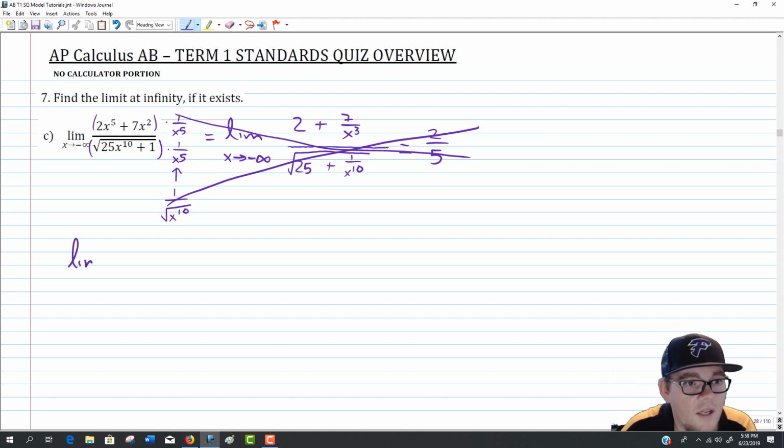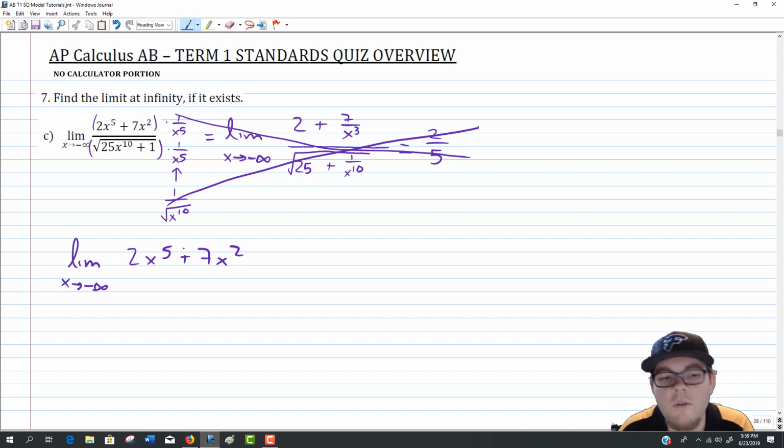So let's think about this for a second. First, I want us to consider what's happening here. Consider 2x to the 5th plus 7x squared. As x approaches negative infinity, of course this does go to infinity, but specifically, because we have a 5th power, an odd degree, this is actually going towards negative infinity. So basically it's approaching a negative value.